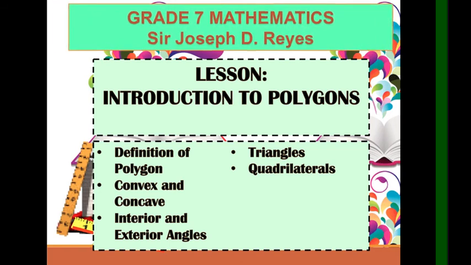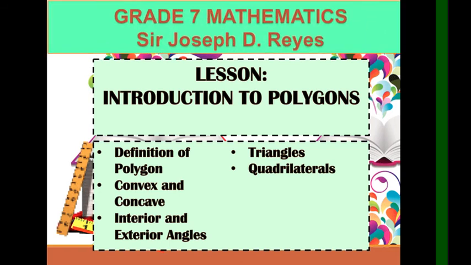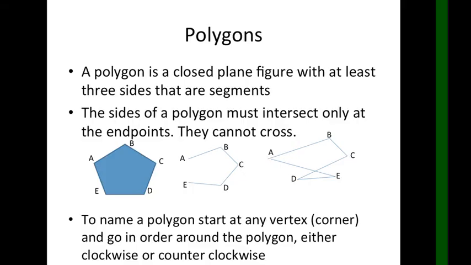Thanks, and now let's proceed to our main topic for today, which is all about Introduction to Polygons. So, polygons. A polygon is a closed plane figure with at least three sides that are segments. So, when we say polygons, these are closed figures. When it's just like this, this is not a polygon, this is an angle. And also, the minimum number of sides is 3. This one has only two sides. So, if I put another side, that's a triangle, and that one is a polygon.